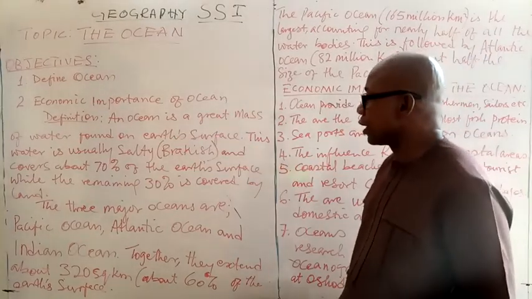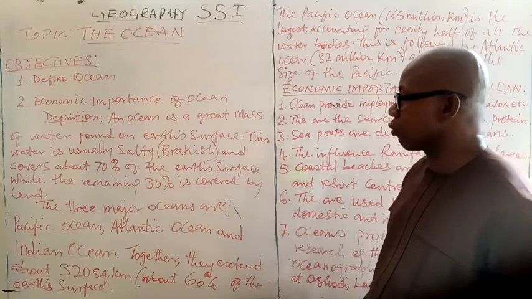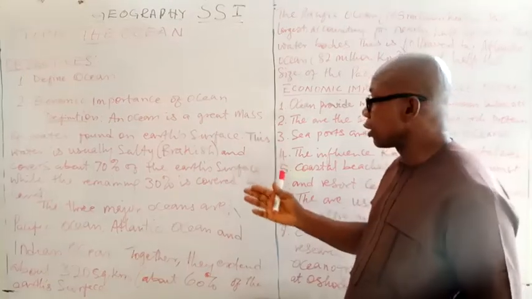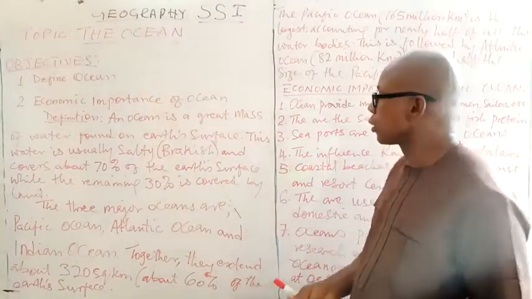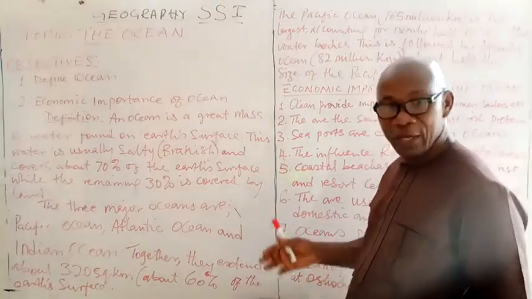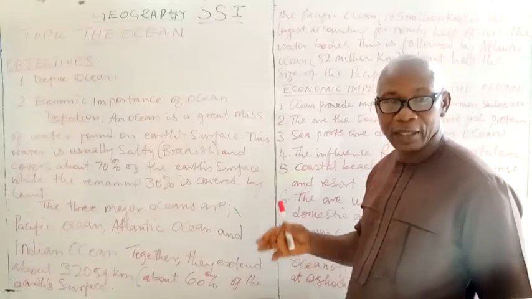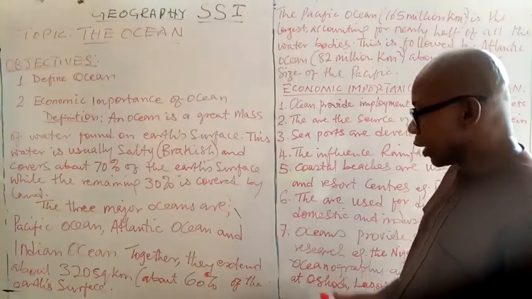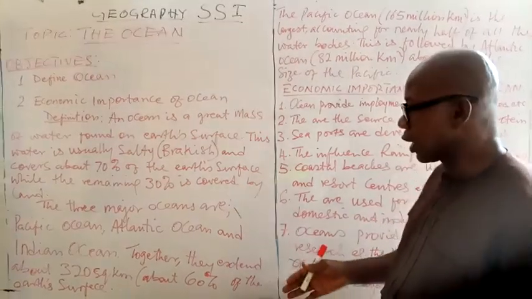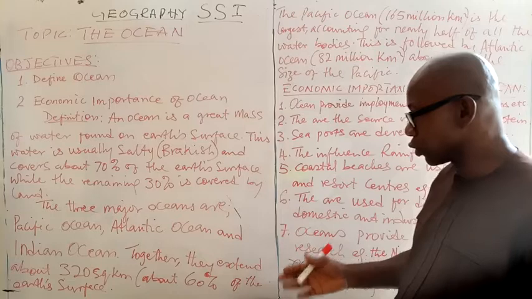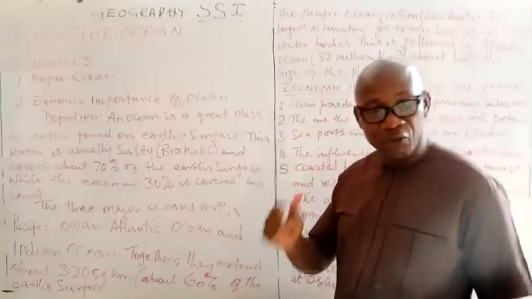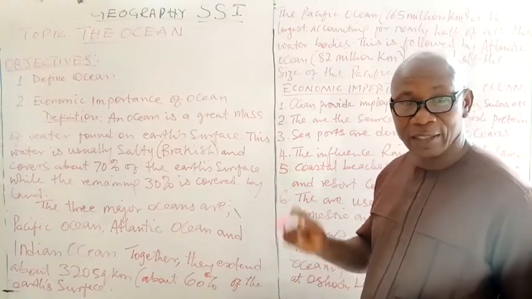oceans are defined as a great mass of water found on the Earth's surface. These are usually salty, we say they're brackish, and cover about 70% of the Earth's surface, while the other 30% is covered by the land surface. Then, the three major oceans of the world, as we commonly know, are the Pacific Ocean, the Atlantic Ocean, and the Indian Ocean, in that order. But don't forget the Antarctic.